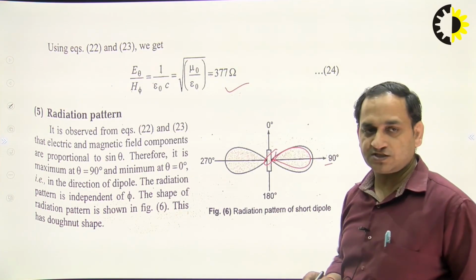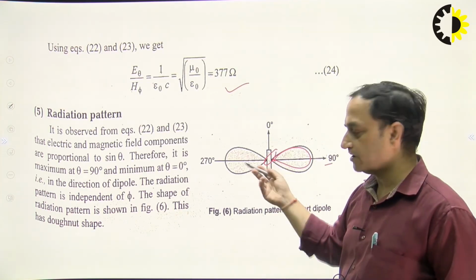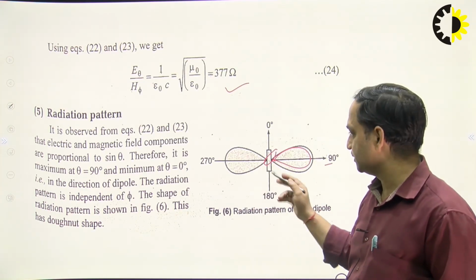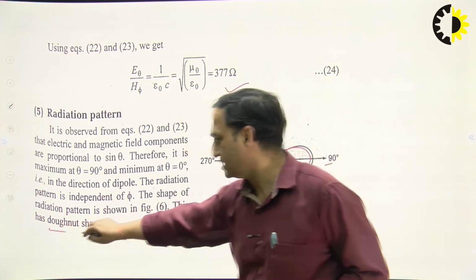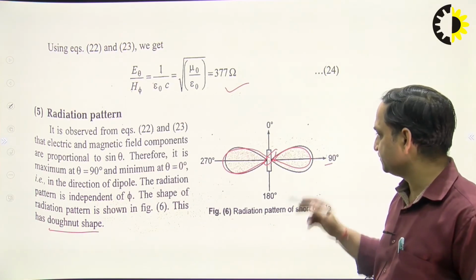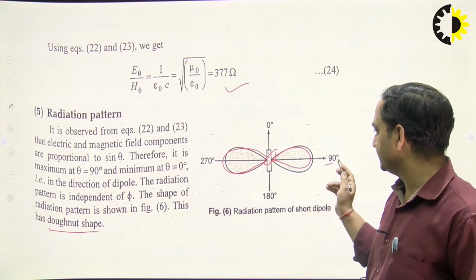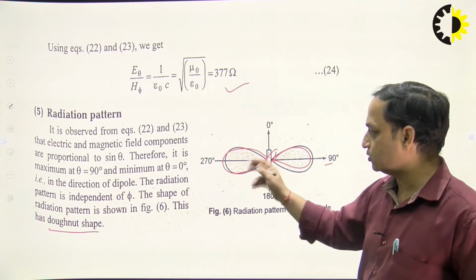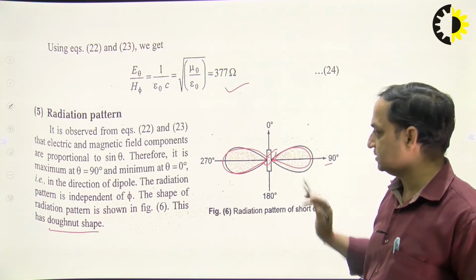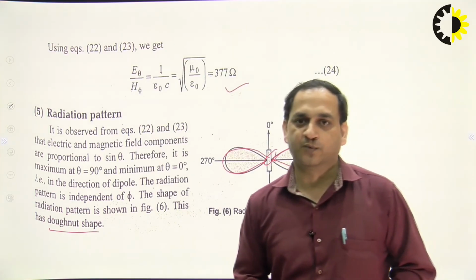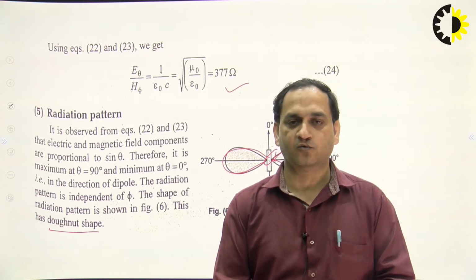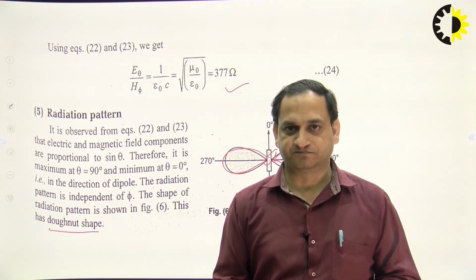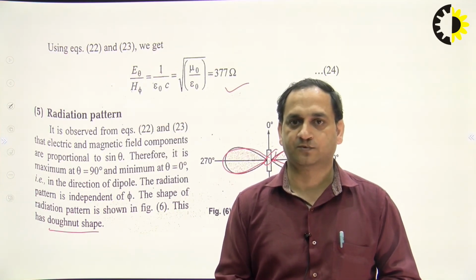This is due to the dipole, because the wave propagates in both directions. So in this case we get a doughnut pattern. The doughnut shape is observed with maxima at 90 degree and 270 degree, and at 0 degree and 180 degree we observe the null points of the system. I hope this point is clear to all of you, how we have calculated the radiation pattern from the short dipole. Thank you very much.